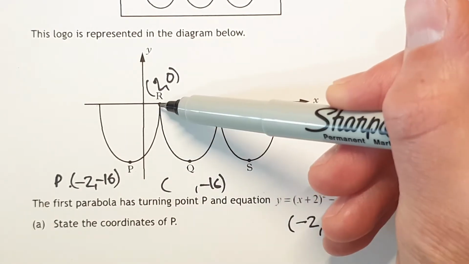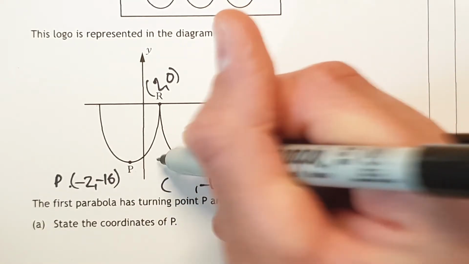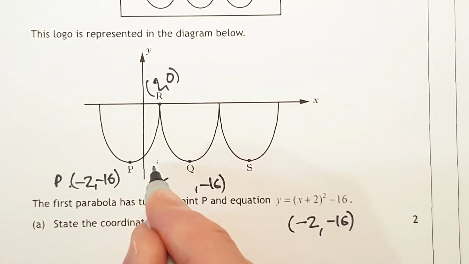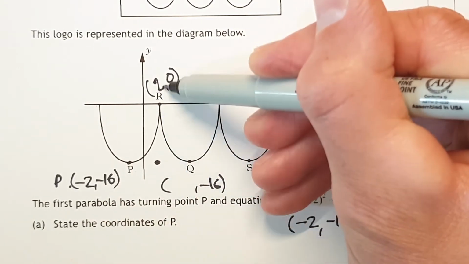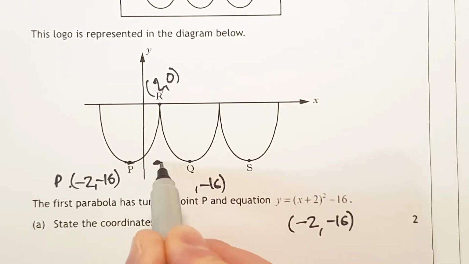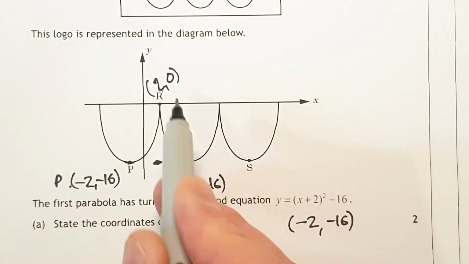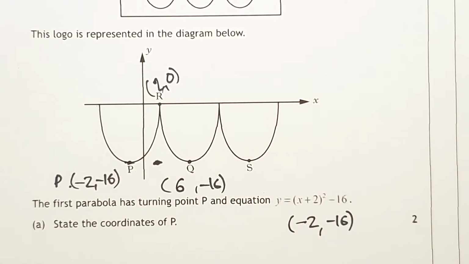Well, R is halfway between P and Q, and to get from negative 2 up to 2, that's in line with the 2 there, would have to be going up 4. And if that's going up 4, you have to go 4 from here to here. So 2 add 4 would be 6. So your point Q is (6, negative 16).